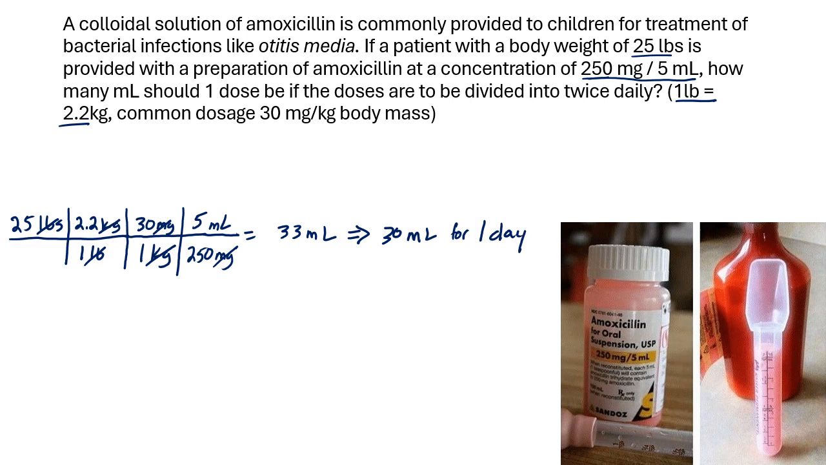If I'm being very careful, reading my problem closely, I notice that the final piece here says divided into twice daily. So one dose should be 15 milliliters. And that is how we can do a multiple conversion problem in one step or one set of steps using dimensional analysis.